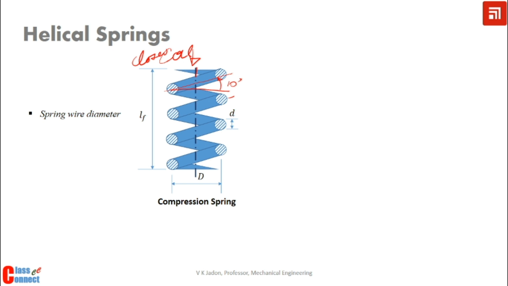Important parameters of a spring are the spring wire diameter, here denoted as small d, then the coil diameter as capital D, and the free length as LF. So these three are the important parameters that we will be looking for while designing this spring.